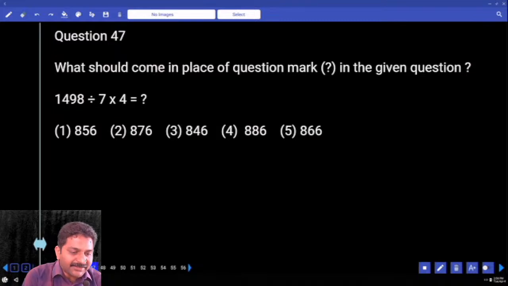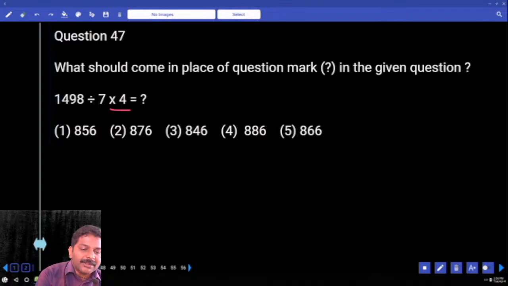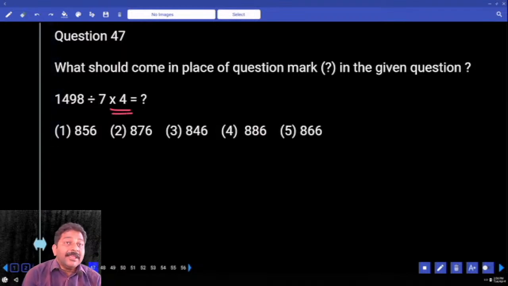Can you verify by last digit verification? No, we cannot do that. Right? Yes. Because every option is ending with 6. So now for these types of questions, what I do is into 4. In the denominator, how many numbers are there?